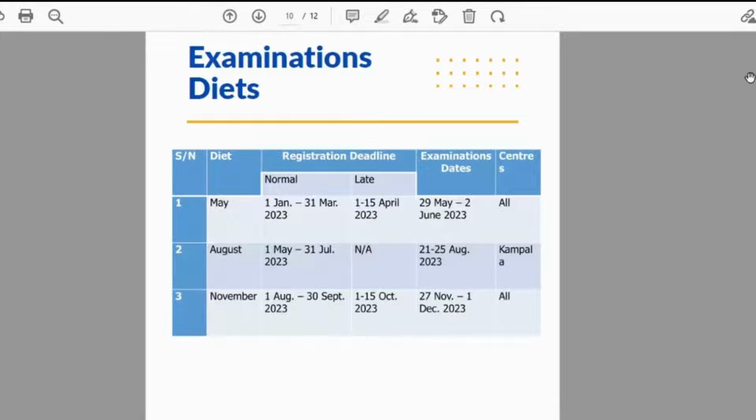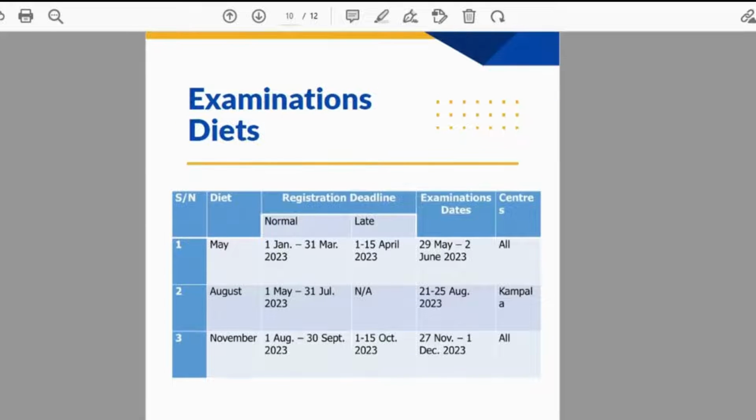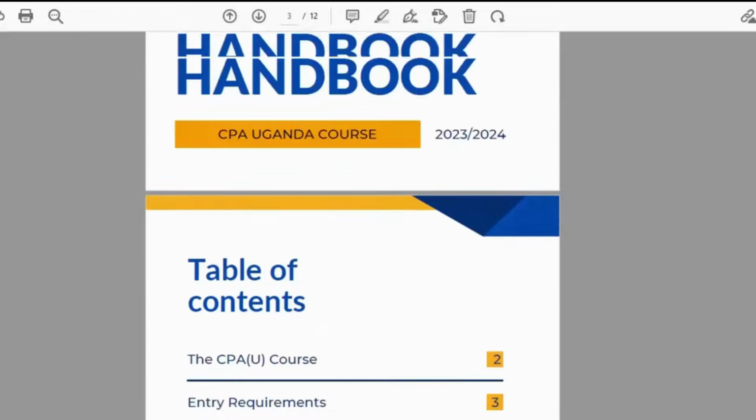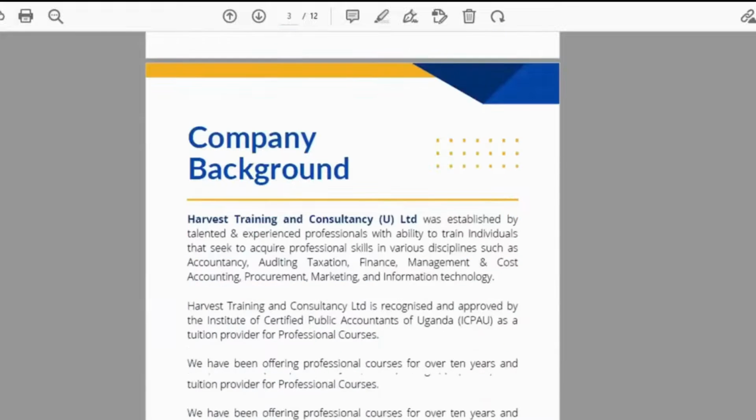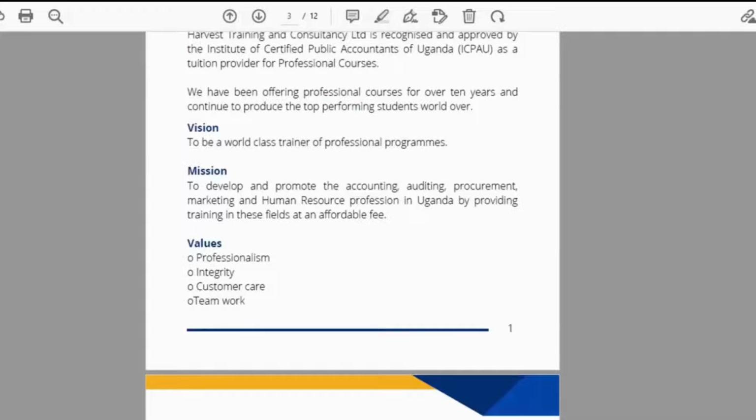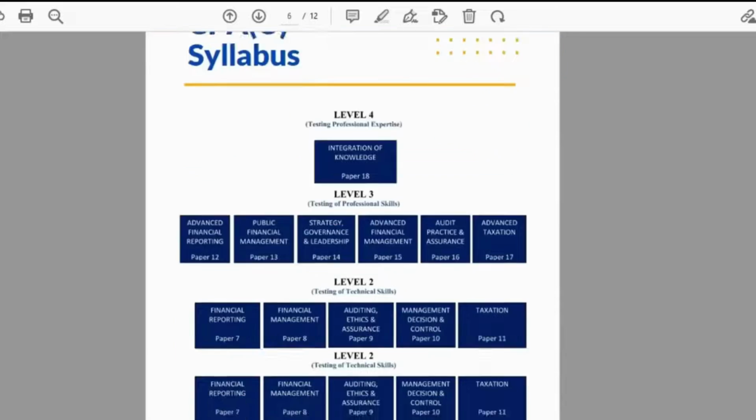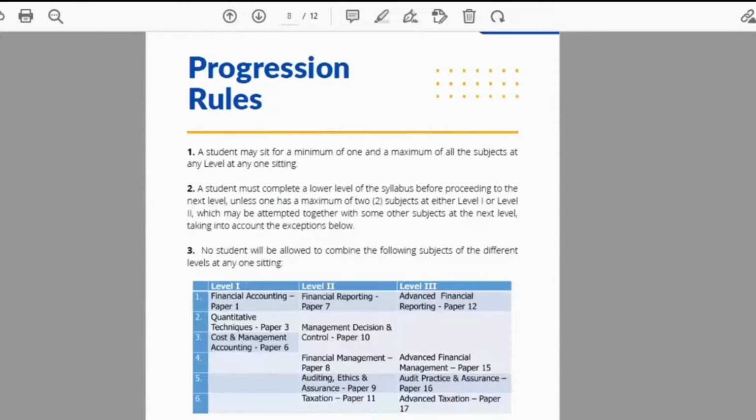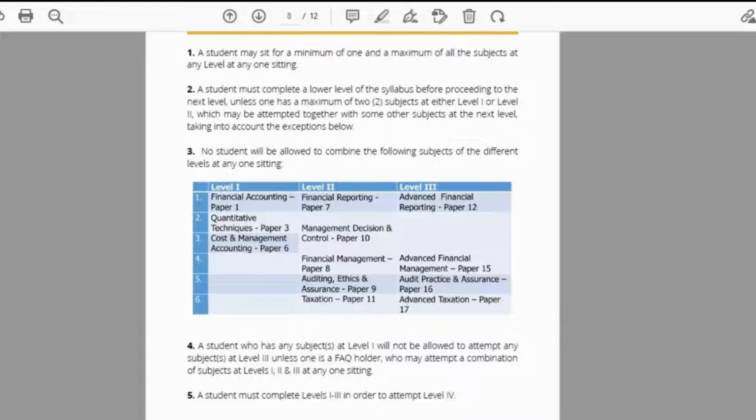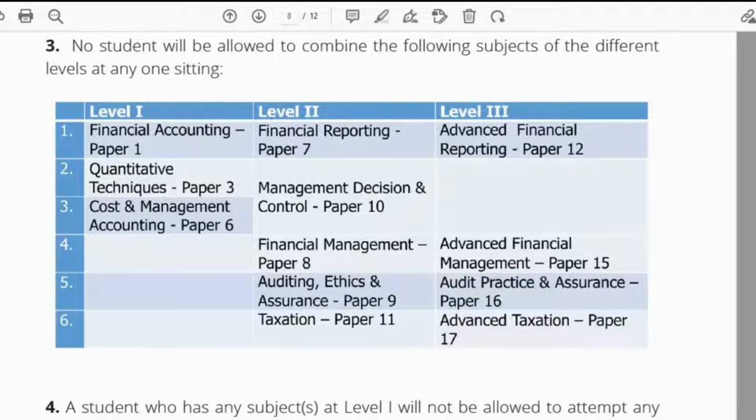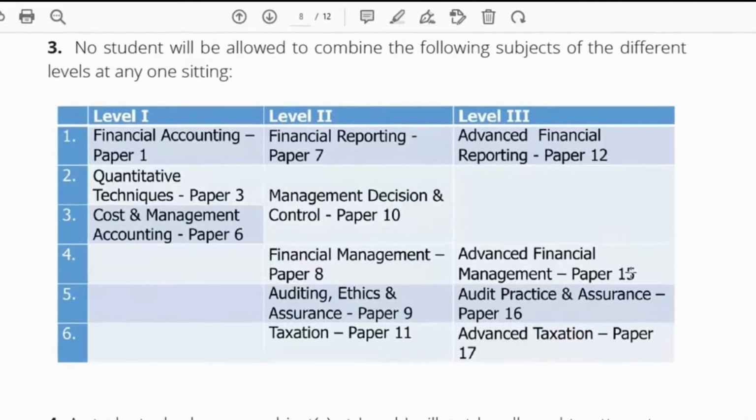Now, you're going to find additional guidance in the handbook. Of course, I'm going to leave a link below this video if you're watching from our YouTube channel, or if you're watching from the CPA page on our website, you should be able to see the download option for the student handbook. So you'll be able to see further guidance, especially when it comes to the progression rules. There are certain papers that you're not going to do at the same time. You cannot undertake those papers at the same time.